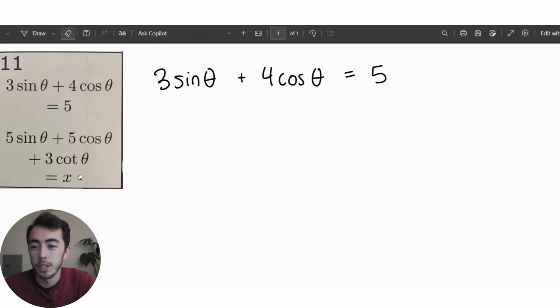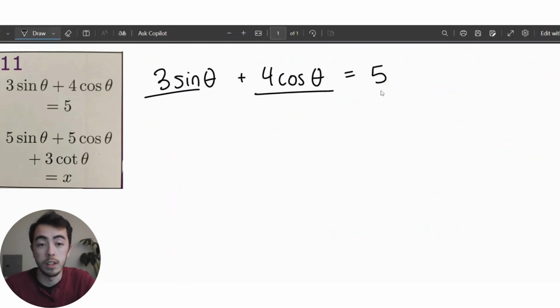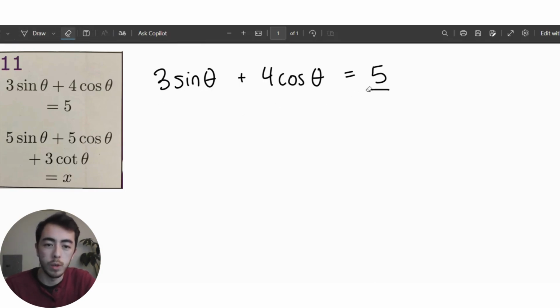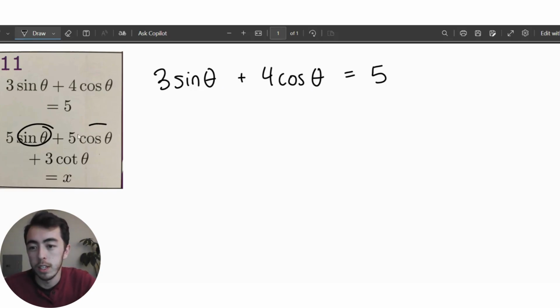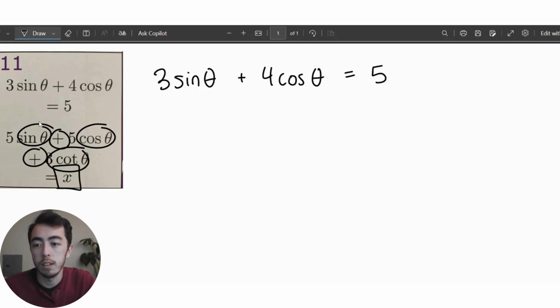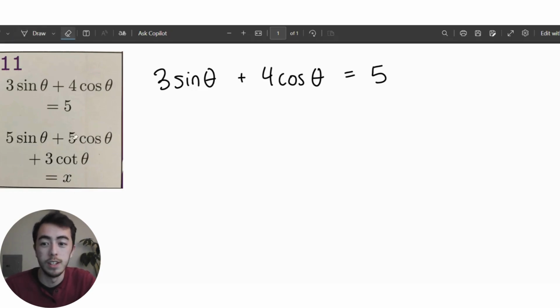The first equation we're given is 3 sine theta plus 4 cosine theta is equal to 5. And I know that with one equation and one variable, usually you can solve for this one. And once we know what that theta is, if we plug it into these ones and add it all up, we should get 11 as our answer. Now, that's easier said than done. So let's try some stuff out.